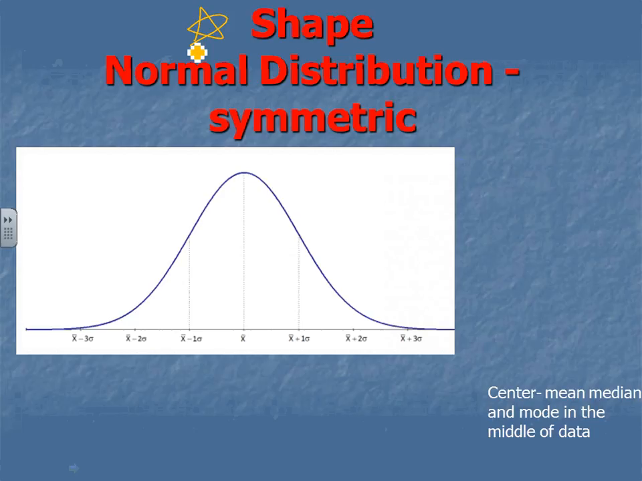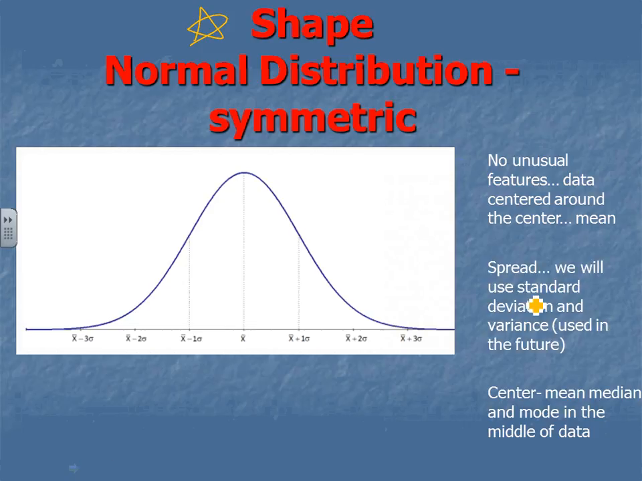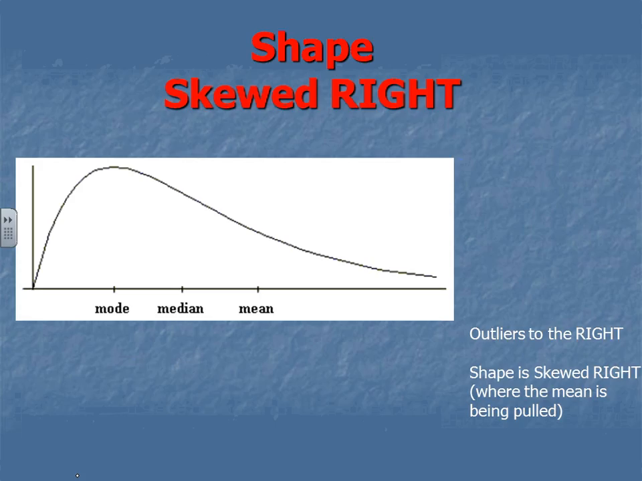Okay? The center: mean, median, and mode, right here in the middle of the data. Makes sense. There's no unusual features. Your data is centered around the mean. The spread, don't worry about this, but in the future we're going to use standard deviation and variance to find the spread of this data. You can talk about the range if your data is symmetric or normally distributed, but this is what a normal distribution looks like, a symmetric.